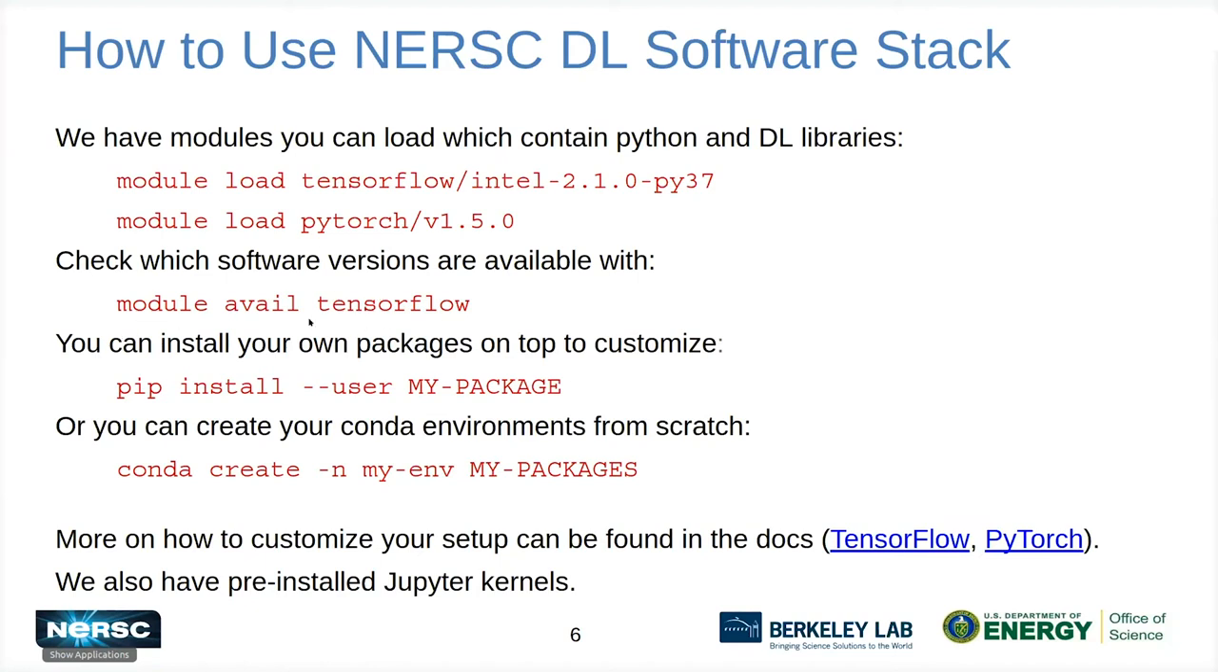The way to check which versions are available, you just do module avail TensorFlow or PyTorch, and it gives you a list of those. After that, you can do module load, for example, a particular version, if you're running on the CPU partition. If you're running on the GPU partition, there would be another one with a GPU here instead of Intel. Same thing for PyTorch.